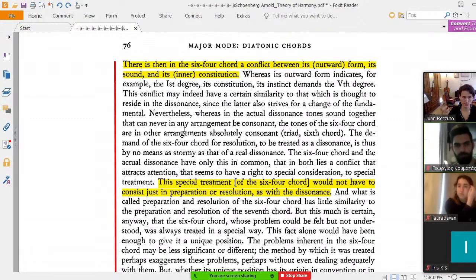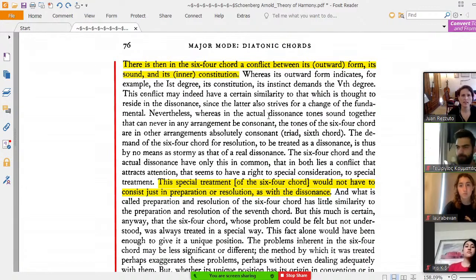So there's a conflict: you're listening to the first degree, let's say, if you have G, C, and E, but actually, based on the bass being the fifth, there's a pull toward the fifth. Nevertheless, whereas actual dissonant tones sound together that can never in any arrangement be consonant, the tones of the 6-4 chord are in the other arrangement absolutely consonant. Triad.